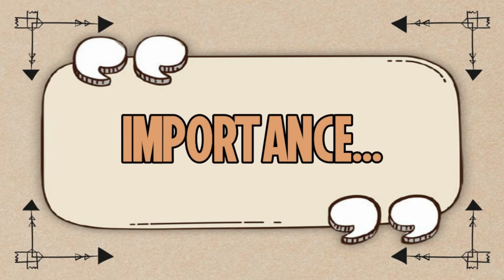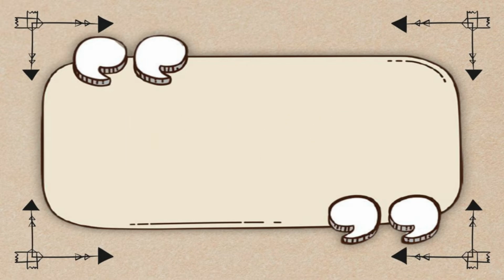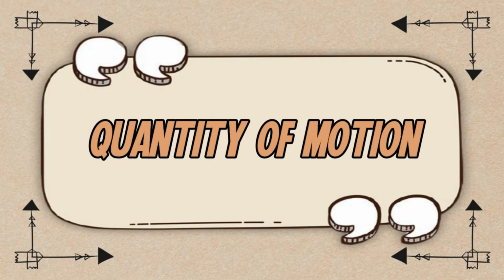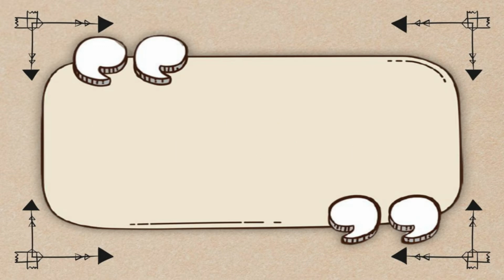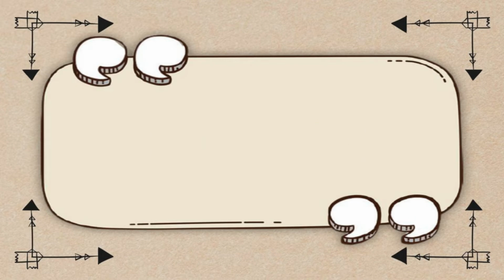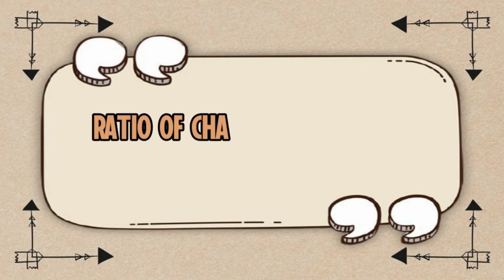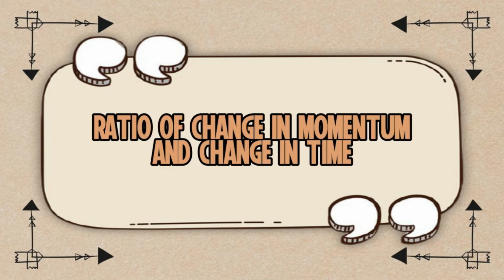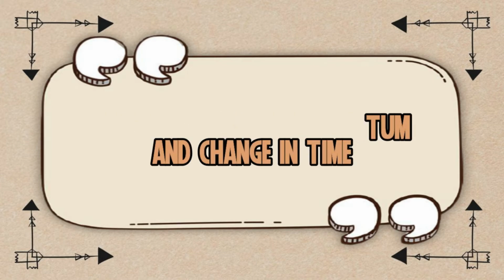The importance of momentum was recognized early in the development of classical physics. Momentum was deemed so important that it was called the quantity of motion. Newton actually stated his second law of motion in terms of momentum. The net or resultant force acting on an object is equal to the rate of change of momentum of the object in the direction of the net force. It is expressed in the formula net force equals change in momentum over change in time.